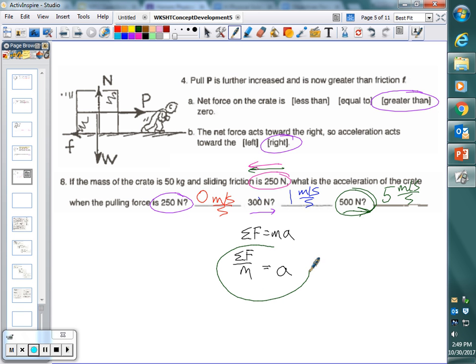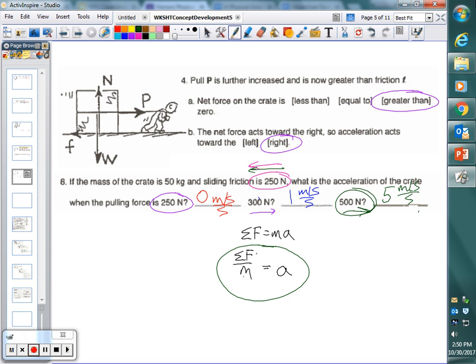This equation tells us how much acceleration there is based on the net force and the mass. In this case we have 500 to the right, 250 to the left. The net force is 250. The mass is 50. So if we have 250 net force over 50 mass, is that good? All right.